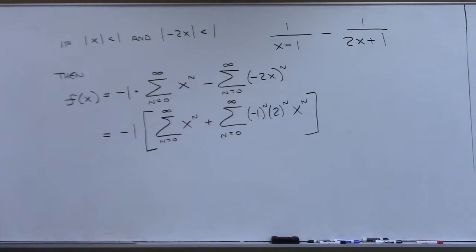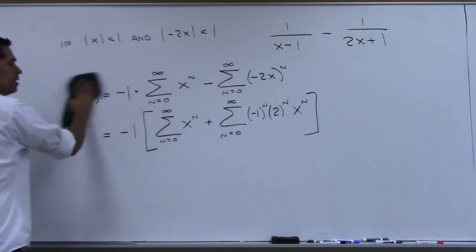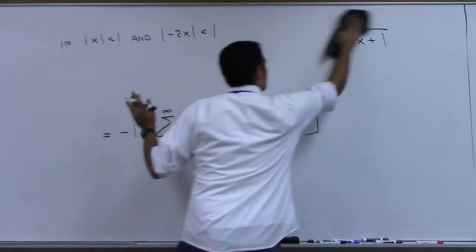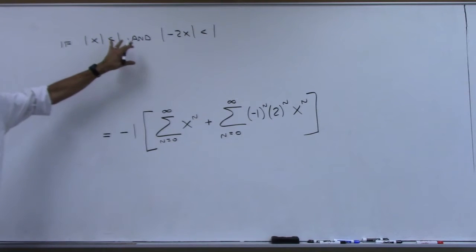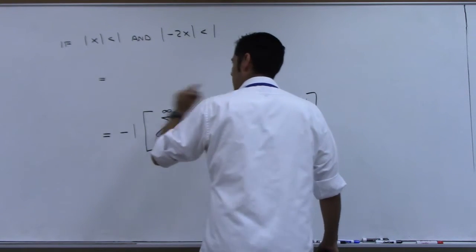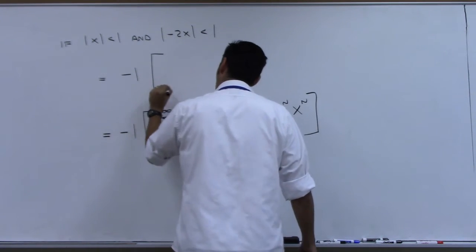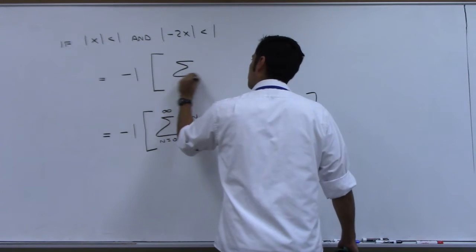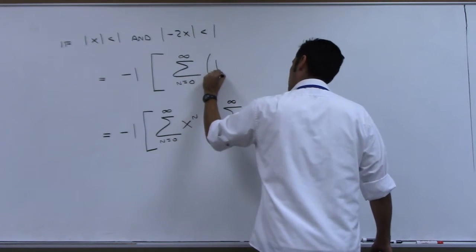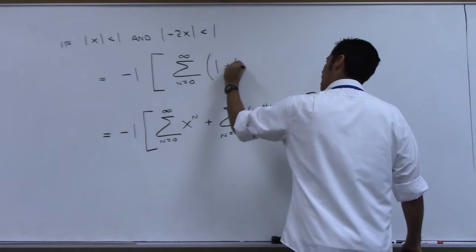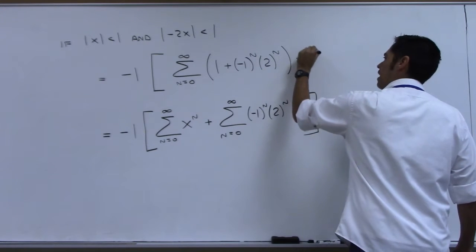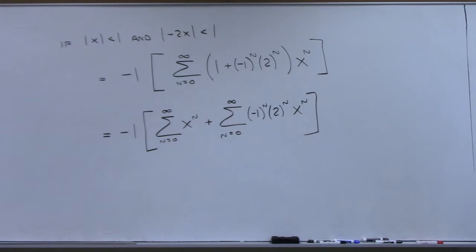No questions on that? We're still working here, all right? I need a single sum, so let me see if you follow this now. I'm going to leave that up there because I have to figure that out in a minute. This is equal to, let's say, -1 bracket. How about this? Sum n equals 0 to infinity of 1 plus -1 to the n, 2 to the n, x to the n. Whoa, what just happened? I went from 2 sums to 1 sum.